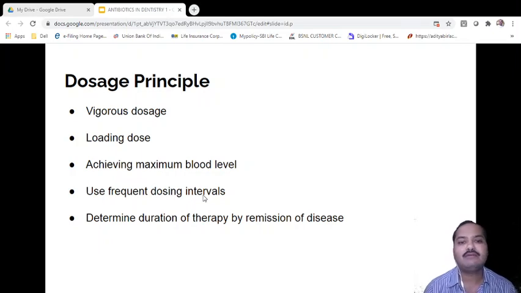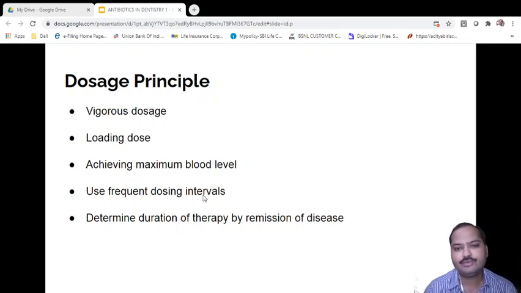Then maximum blood levels, what are the maximum blood levels? Now, to achieve those blood levels, it has to be at least 2 to 8 times the minimal inhibitory concentration, MIC, where such blood levels are necessary to compensate for the tissue barriers which will restrict the antibiotic penetration to the site of infection. Now, using frequent dosing intervals.